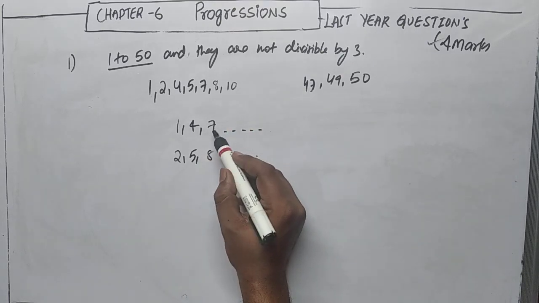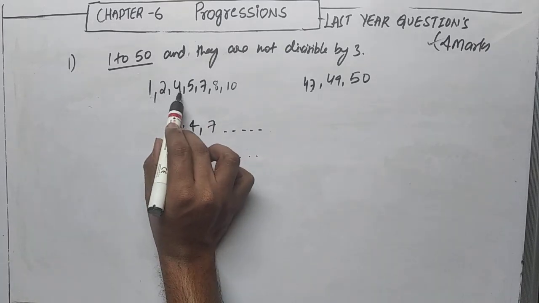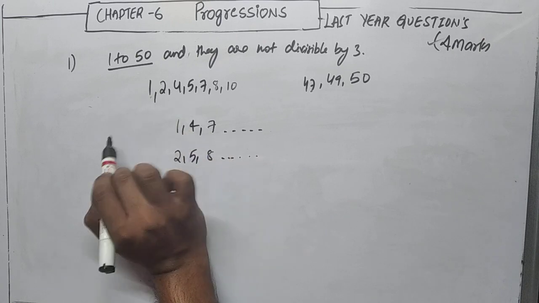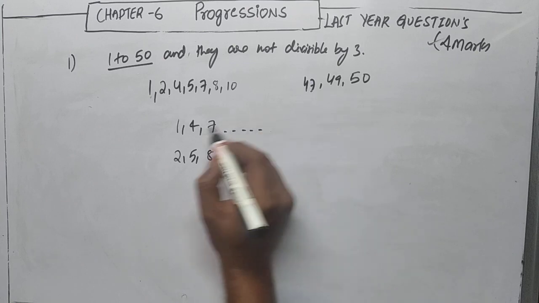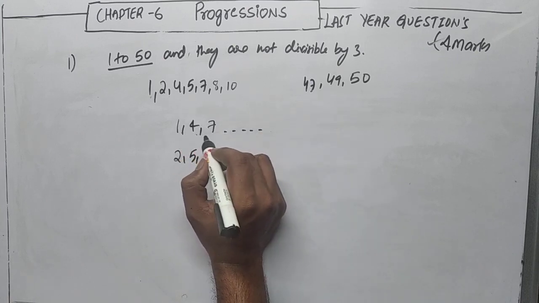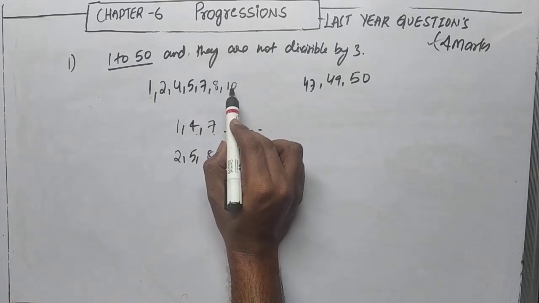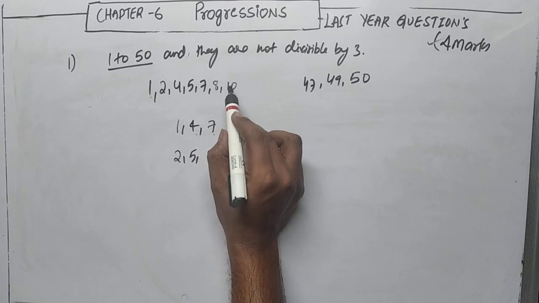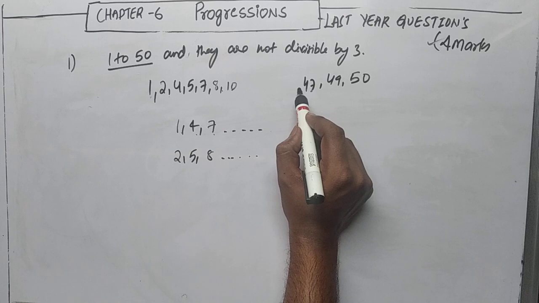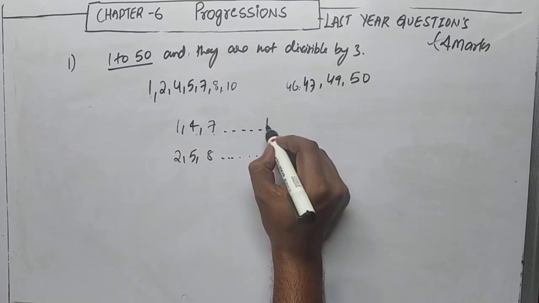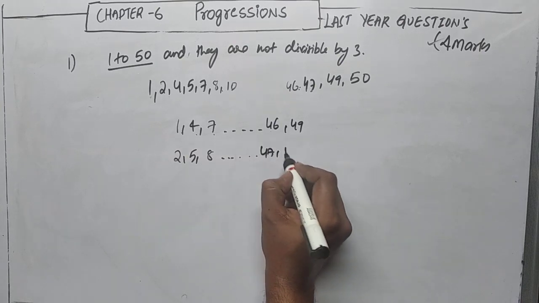After 7, it is the first number, so leave out the first number in the middle. After 3 we have 4. So here also take the numbers like that: first 1, then 4, 7, then 10. Before 49 we have 46, so we can write 46, then we get 49, then 47, 50.